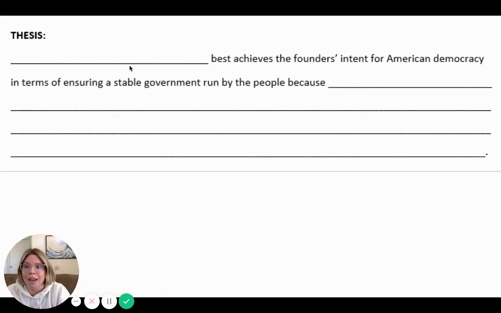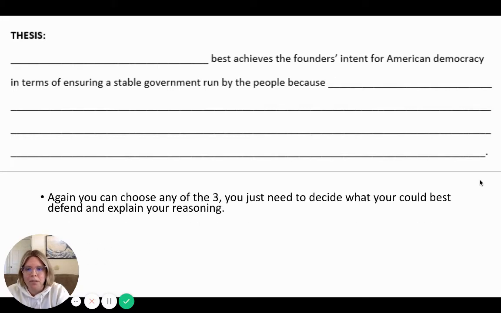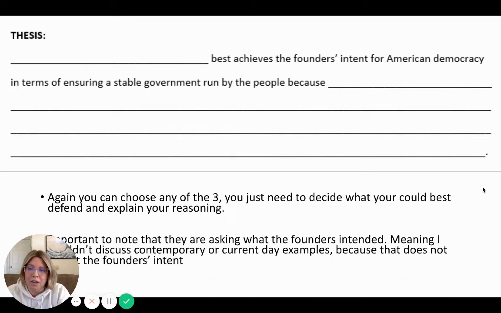First of all, you have to pick a side. And then second of all, you have to have a reasoning and argument behind that side. So again, you can choose any one of the 3 in this case, or it could be either or if it's 2 options. But you just have to defend yourself and explain your reasoning. An important note too, to put yourself in the right context. For example, when I was thinking about how I would approach this if I was a student, I started thinking about contemporary examples. And I was like, wait a minute, I can't do that. They're saying, what did the founders intend? What did they mean to do?